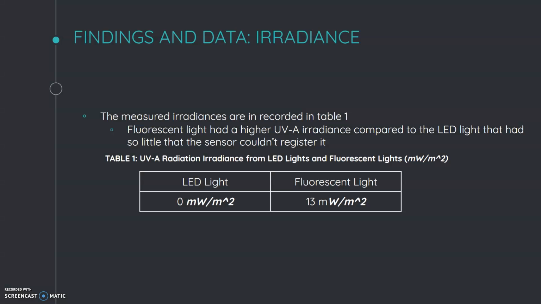My findings regarding irradiance: the LED light had very little UVA irradiance, so that the sensor only registered 0 milliwatts per meter squared. And for the fluorescent light, it came out to 13 milliwatts per meter squared. So there is a stark difference between the two; although some might argue it's little, there is still a difference.